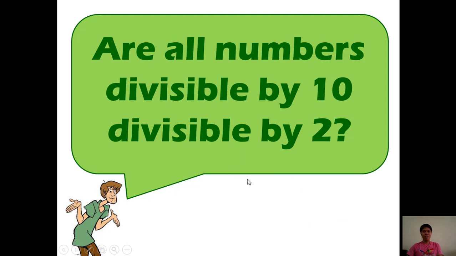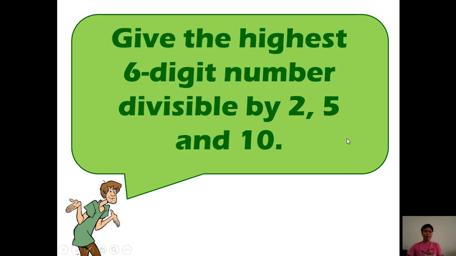Are all numbers divisible by 10 also divisible by 2? Okay, correct. Because if it ends with 0, it is divisible by 10. And if it ends with 0, it is divisible by 2. So all numbers divisible by 10 are even numbers. Therefore, they are divisible by 2.